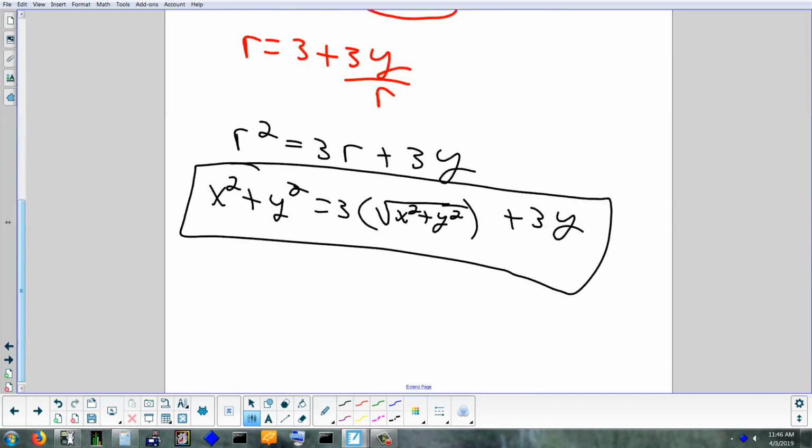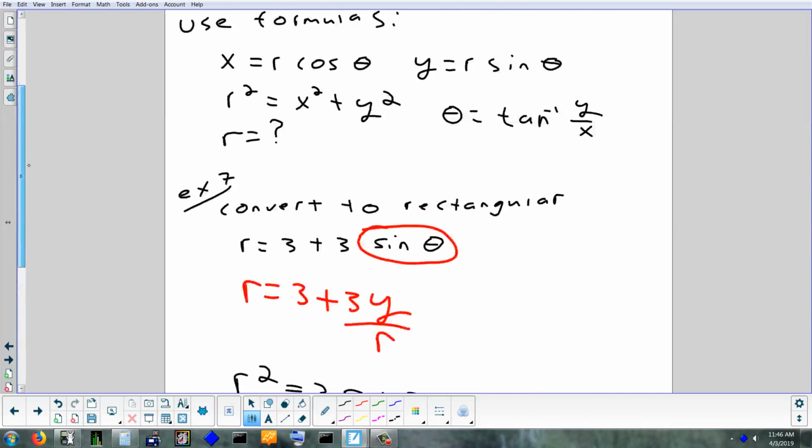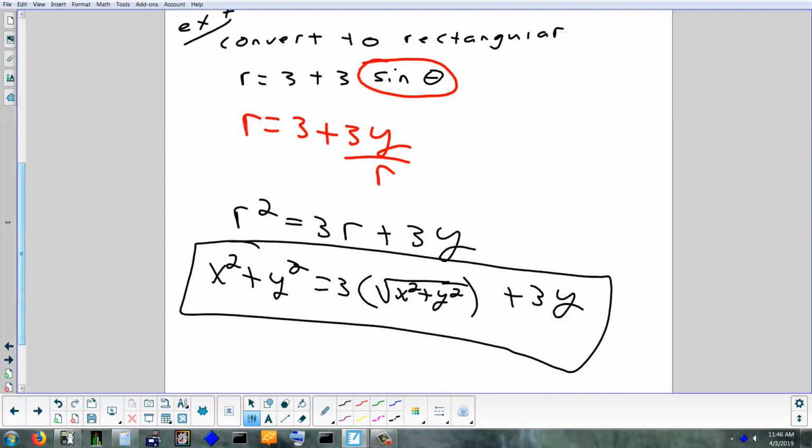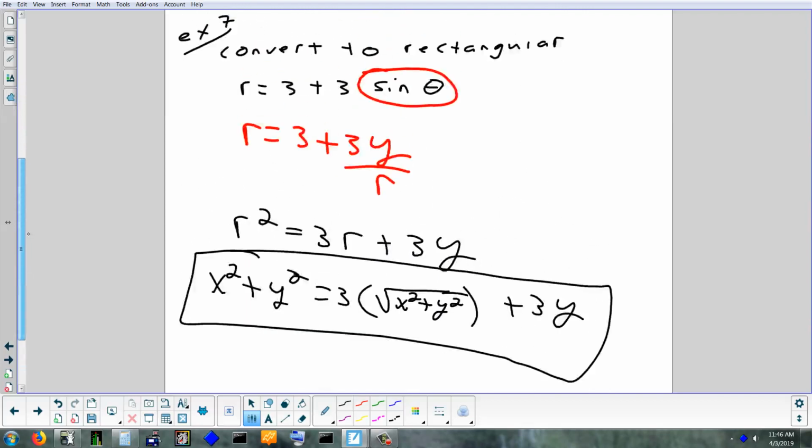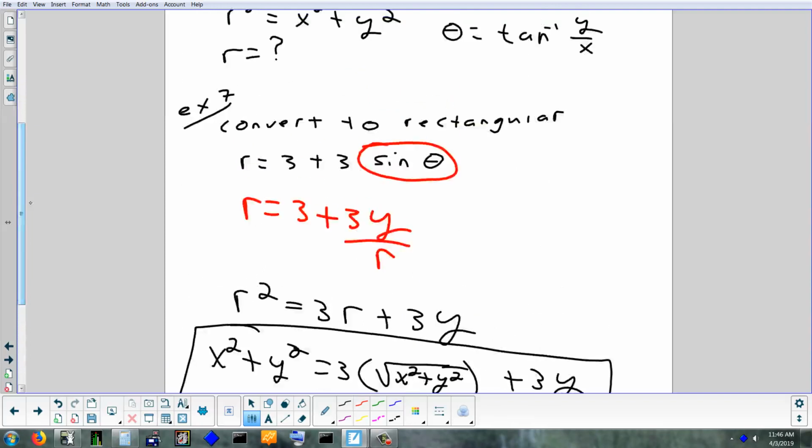So to change from polar to rectangular, the goal is just to replace everything that's not an x or a y. So if you've got a sine or a cosine, deal with that first. And then if you have some r's, deal with that second. And that's pretty much how you do it. Okay, much more complicated looking in rectangular. Pretty simple looking in polar. I mean, simpler anyway.